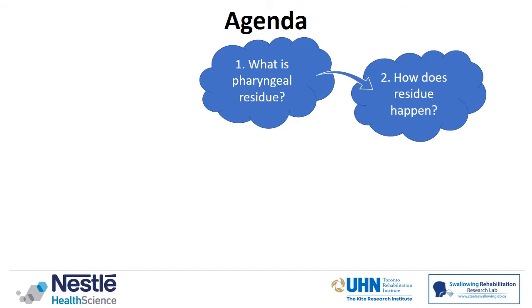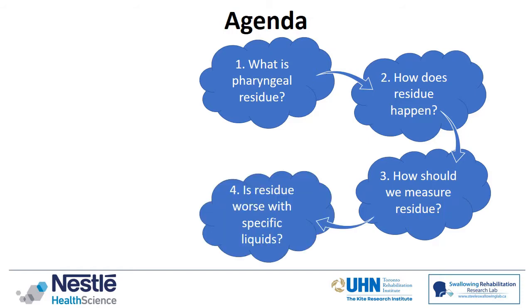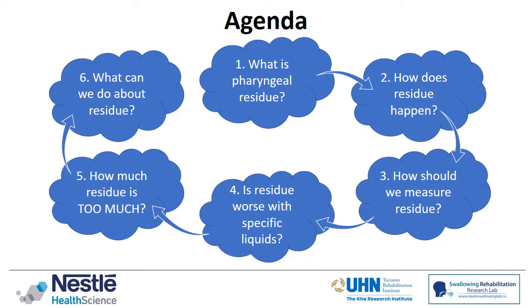Second, what do we understand about the physiological mechanisms that lead to residue? Third, what are the different ways that you as a clinician can measure residue and understand its severity? Fourth, are there specific conditions where we should expect to see residue, for example, with thickened liquids or with barium? Fifth, when should we be concerned about residue? That is, how much residue is too much, such that it represents a risk for aspiration after the swallow? And finally, what do we know about effective ways to reduce residue?